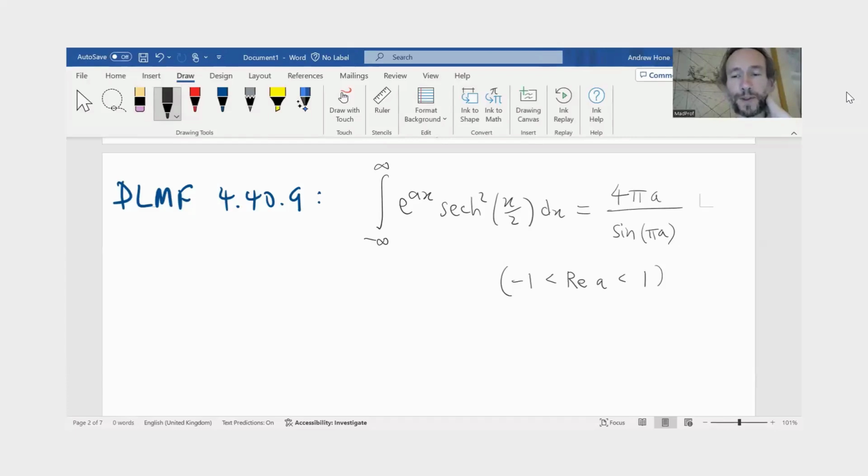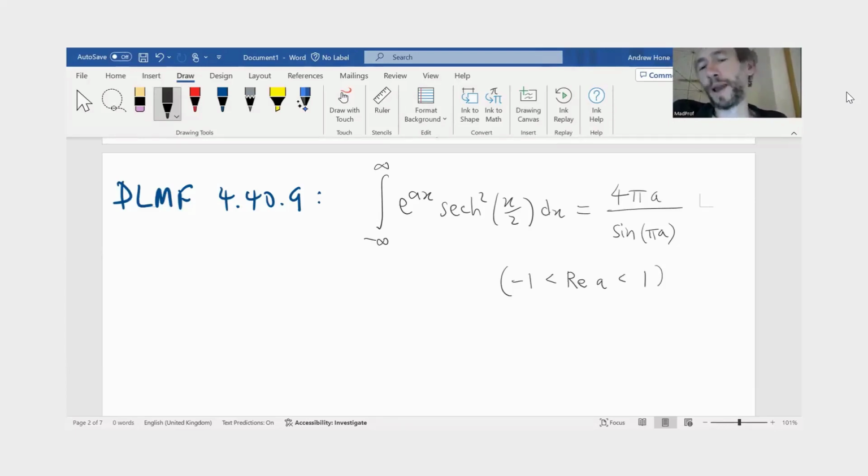And what about what's wrong with a being 1, or the real part of a being 1 or -1? Well, actually, if you look at the right-hand side here, then when a is 1, then you get sine of pi in the denominator, which is 0. Or when a is -1, you get sine of minus pi. So you get a 0 in the denominator, and this integral looks like it blows up.